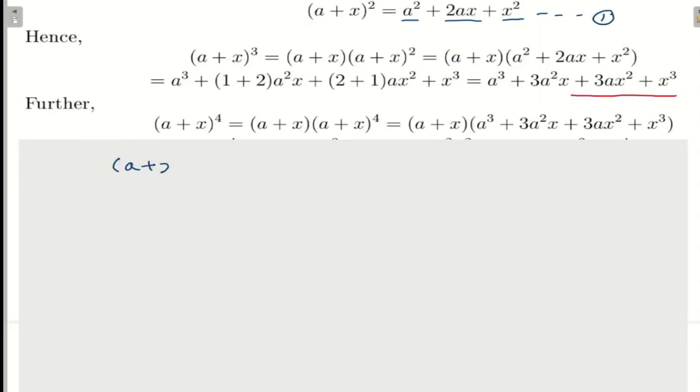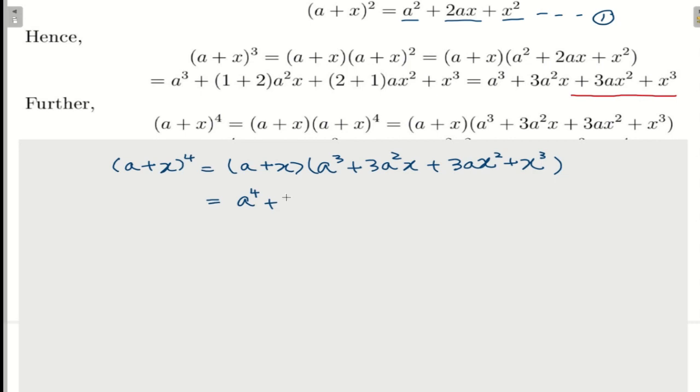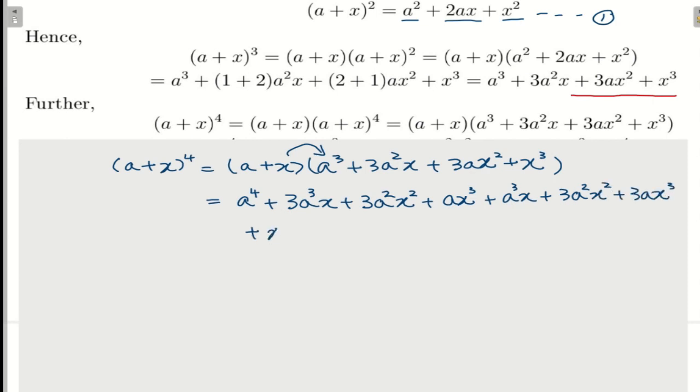For (a + x) to the power of 4, we have (a + x) multiplied by a cubed plus 3a squared x plus 3ax squared plus x to the power of 3. Multiply each term together, we get a to the power of 4 plus 3a cubed x plus 3a squared x squared plus ax cubed, and then the second term multiplication plus a cubed x plus 3a squared x squared plus 3ax cubed plus x to the power of 4.